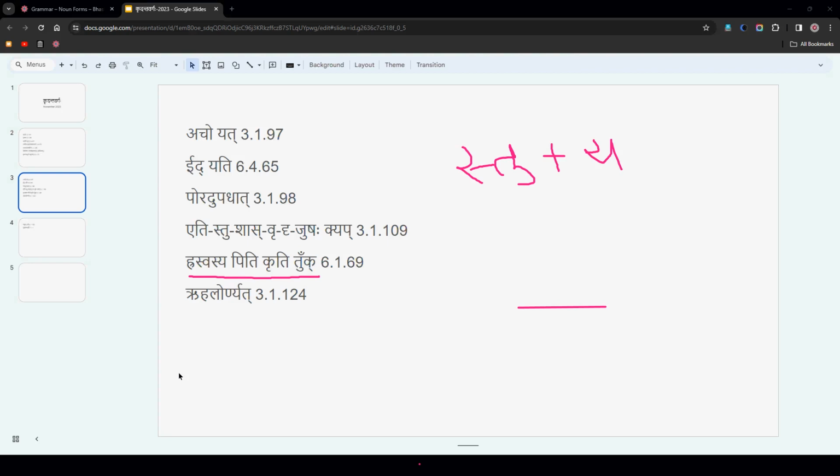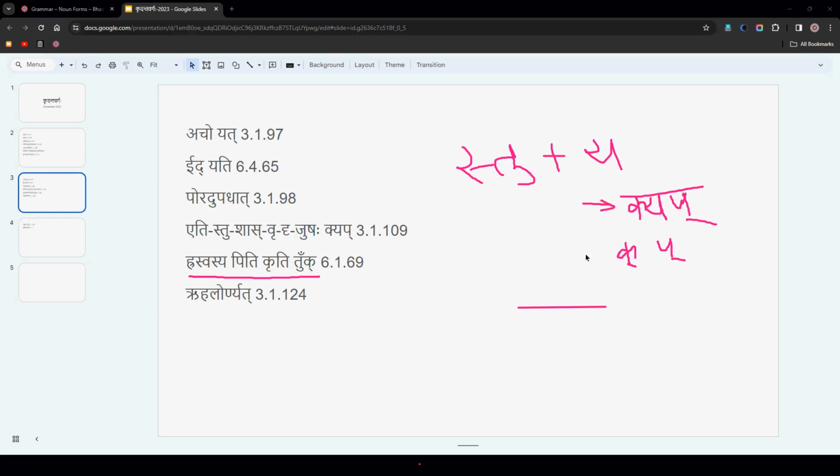The meaning of this sutra is: if the krit pratyaya is pit. What is the pratyaya we are using here? Kyap, right? Which are the it letters here? Ka and pa. Kakara and pakara.